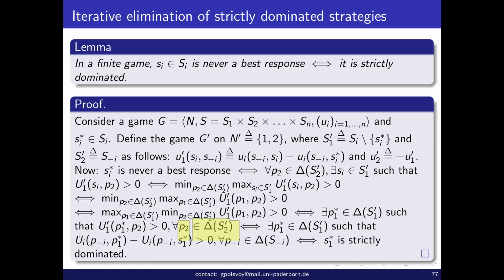By definition, it's Ui from this P1' minus Ui from when player i plays Si'. It should be Si' not S1'. Now I'll just change it.